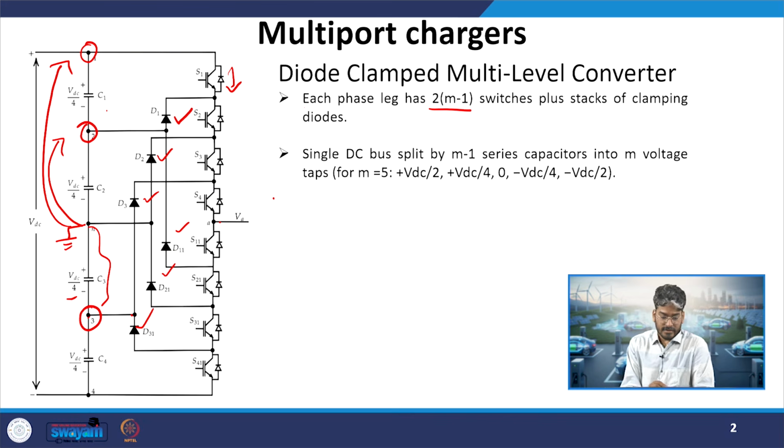Now this DC bus is split into m minus 1 different potentials by using the capacitors. So if you see m minus 1, here m is 5, so it is equal to 4.